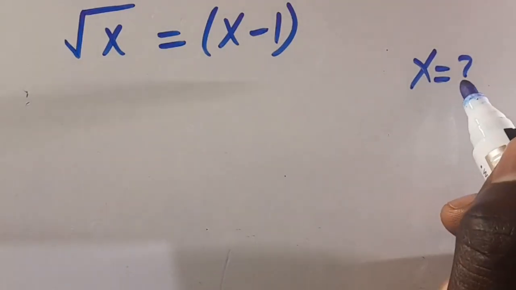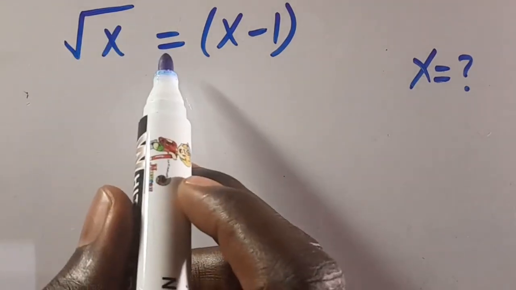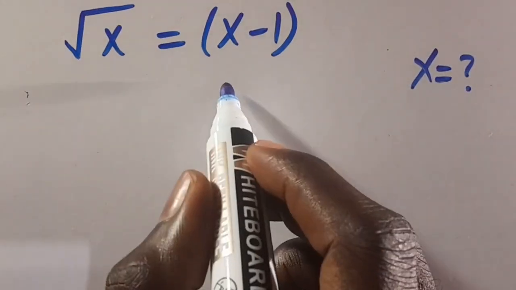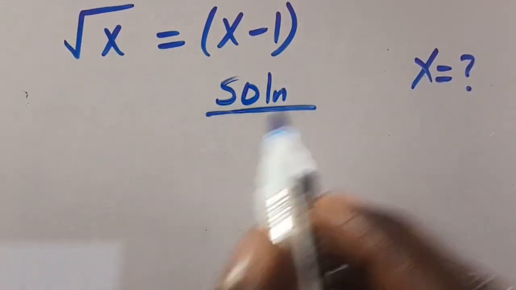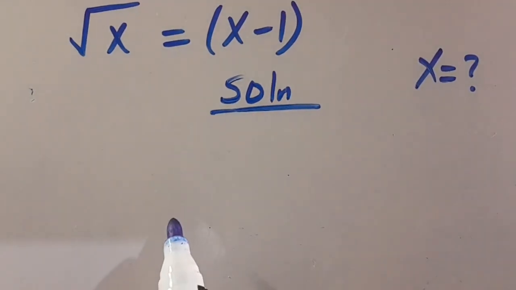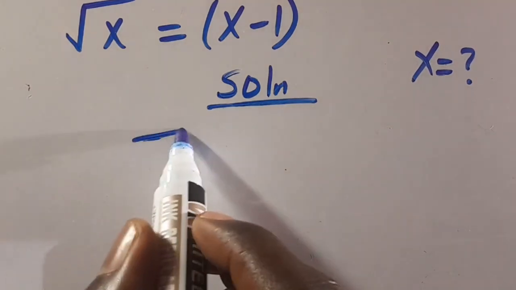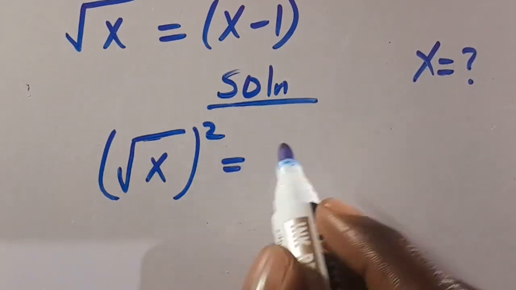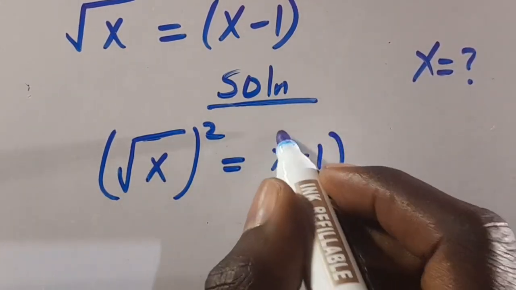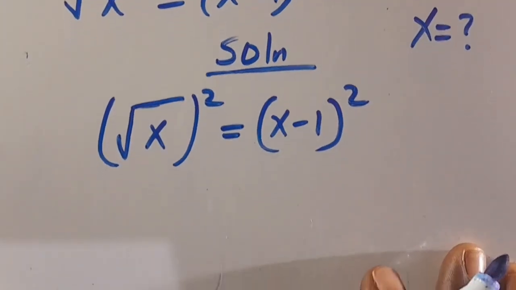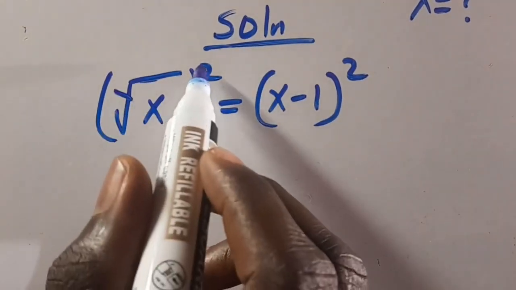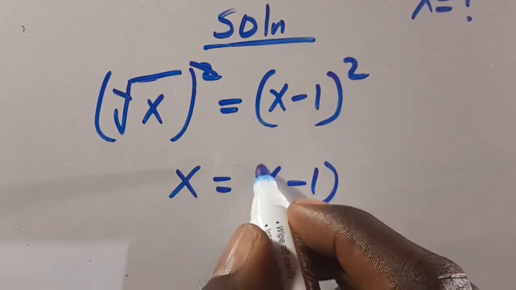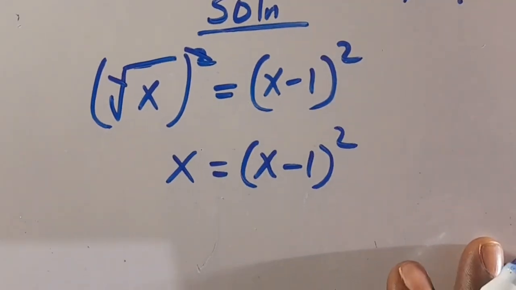Hi, what is the value of x given that root of x equals (x minus 1)? Let's have it to be the solution. From here, let's take the square of both sides: (root x) to the power of 2 equals (x minus 1) to the power of 2. So from here, this and this will cancel. We have x equals (x minus 1) to the power of 2.